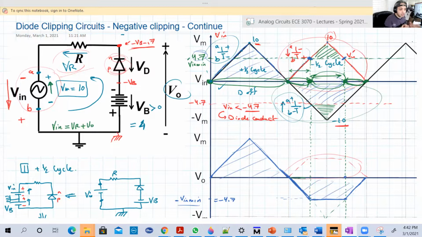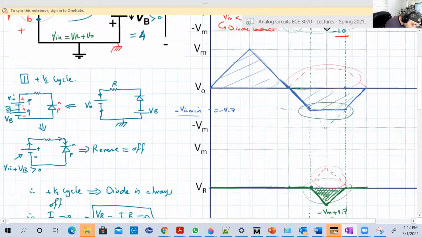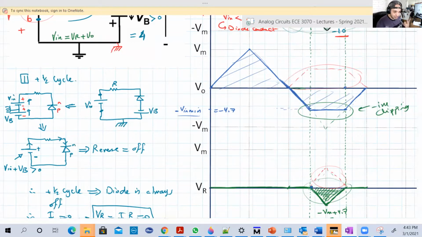Okay, guys, so this is basically the negative clipping. In the next video, I'm going to explore another circuit in which we clip from both sides. Till this moment, you either clip in the positive half cycle or in the negative half cycle, but you don't have both. So in the next two videos, we're going to explore two other circuits, two versions of the same circuit, that do the clipping in both the positive and the negative half cycle.